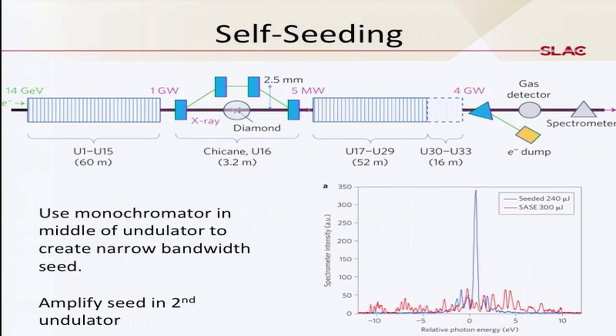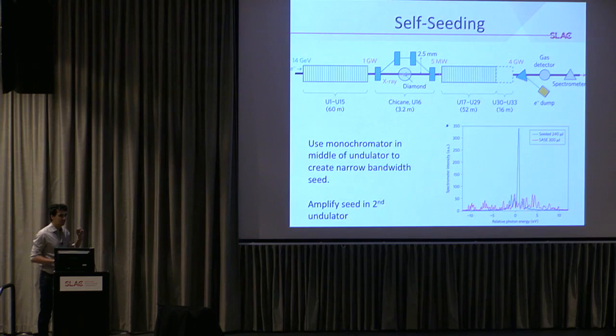We have a chicane to bypass. Of course, you don't want to hit your diamond crystal with very high energy electrons. So you bypass the crystal with the chicane. And also the chicane compensates for the delay that's introduced by the monochromator itself. And now in the case of a crystal monochromator, you have a broadband pre-pulse and then a narrow bandwidth pulse trailing. And you use the narrow bandwidth to trigger the FEL instability again.